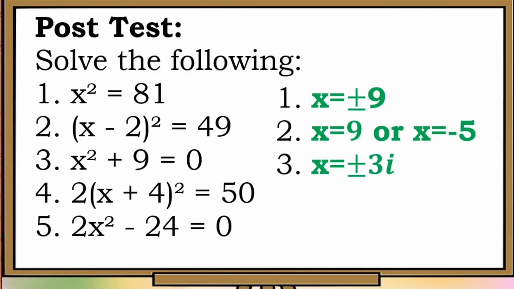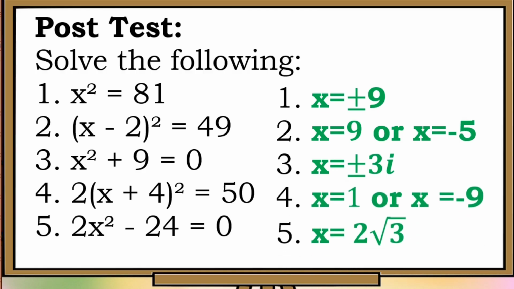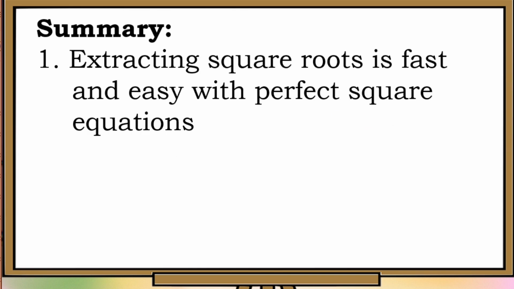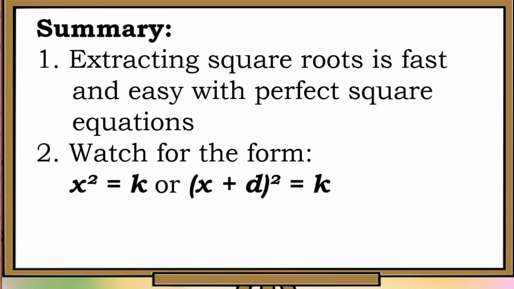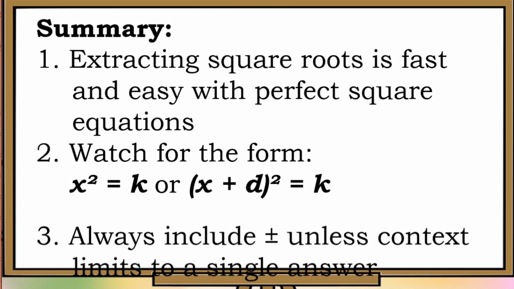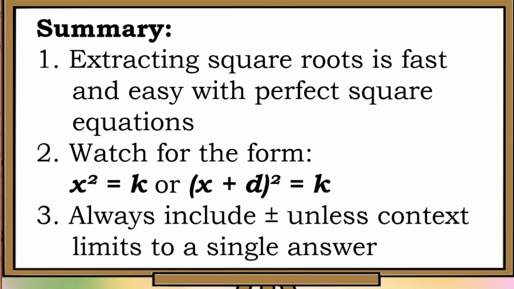So, let us summarize this topic. For summary, number 1, extracting square roots is fast and easy with perfect square equations. Number 2, watch for the form x squared equals k, or the quantity x plus d squared equals k, and always include positive and negative, unless the context limits it to a single answer.